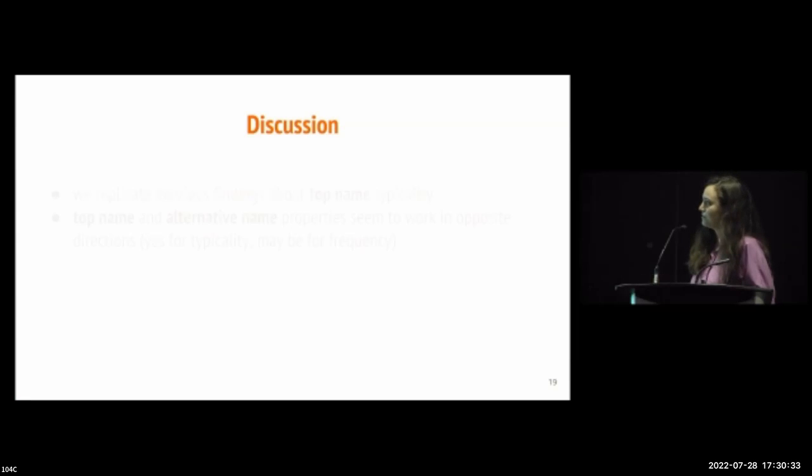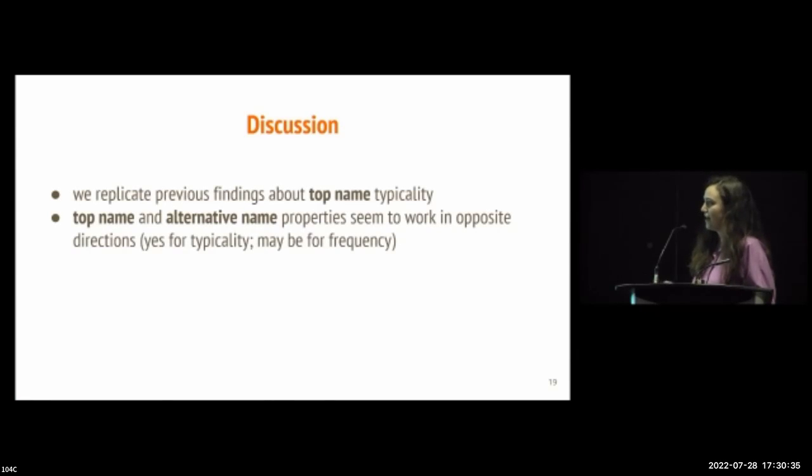So moving on. In general, we replicated previous findings about the top name typicality, and we have evidence that suggests that top name and alternative name properties seem to work in opposite directions. We are sure about this for typicality, and we have some evidence for this for frequency, but it's not conclusive.